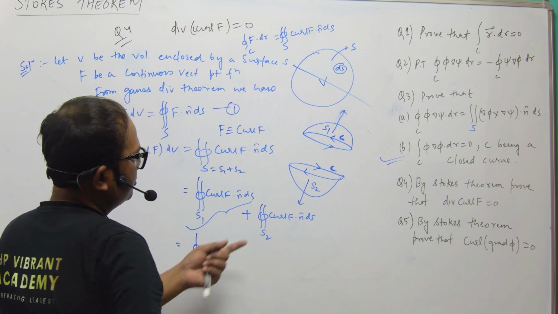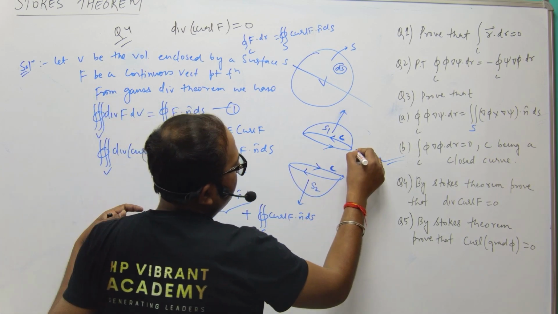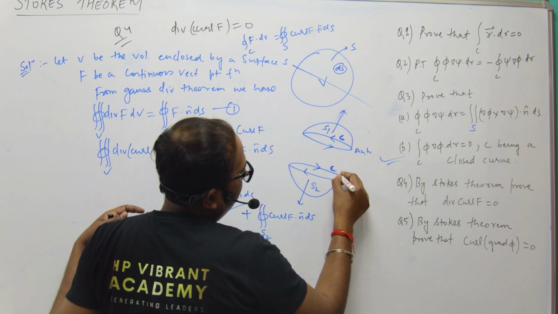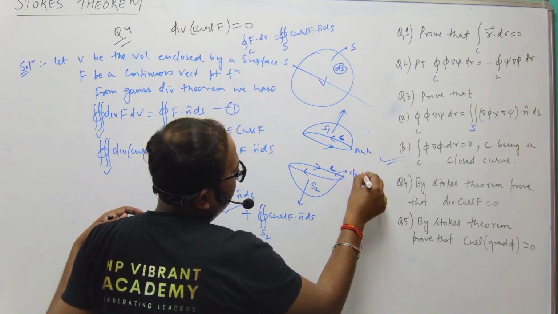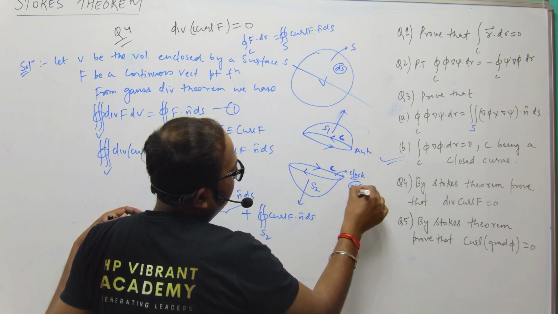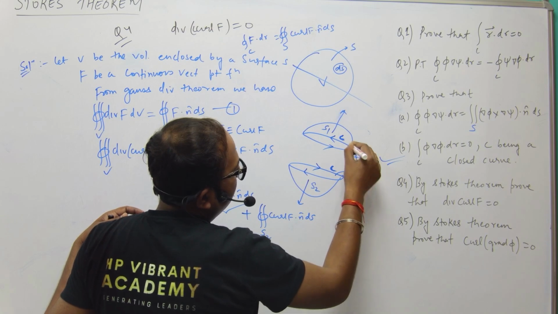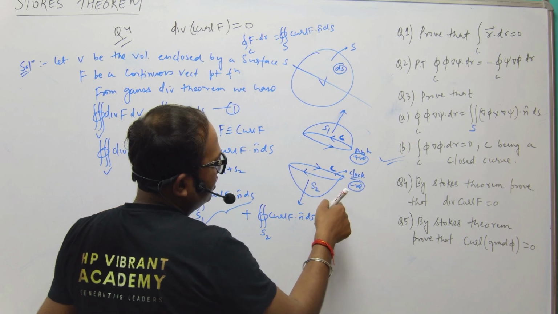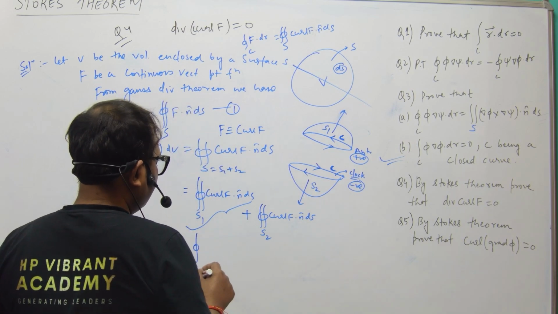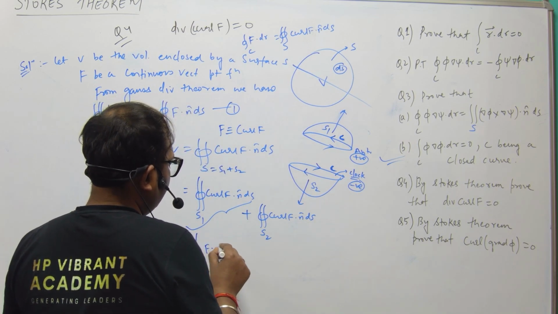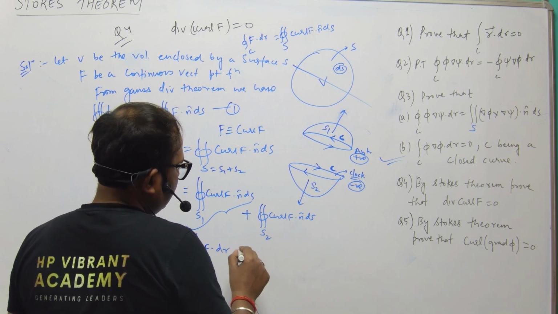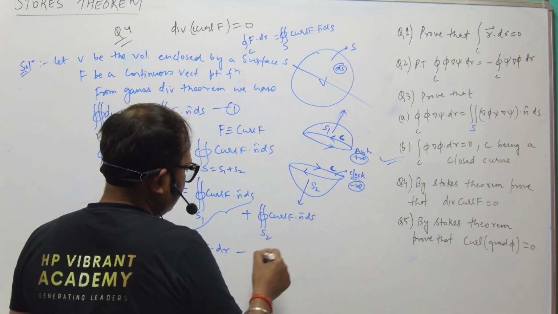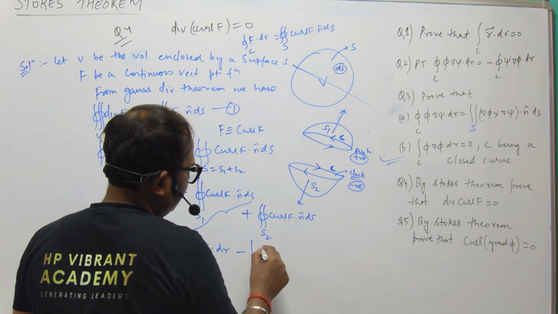So this is positive because this is in anti-clockwise direction, and this is clockwise. This will be negative, and this will be positive. The integral will be positive in the case of surface S1 and negative in the case of surface S2. This is equal to f dot dr along the curve C. This is minus of, because this is a clockwise direction, along the curve C.